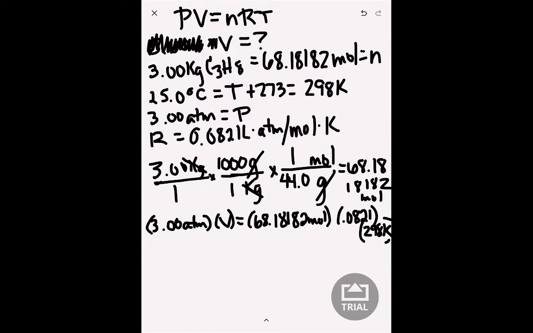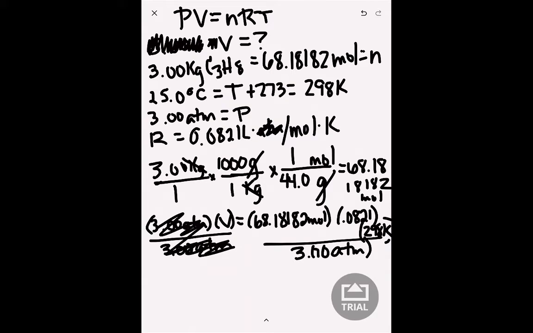So to solve for this, we're going to have to divide both sides by 3 atmospheres. This will cancel out over here. And then that atmosphere would cancel out with the atmosphere in the R here. And so V is what we get. And then, of course, our mole will cancel out in our R, our K will cancel out in our R, and what we're going to be left with is liters.